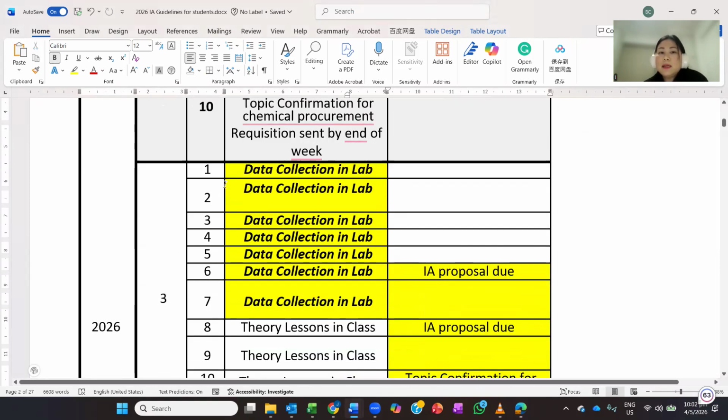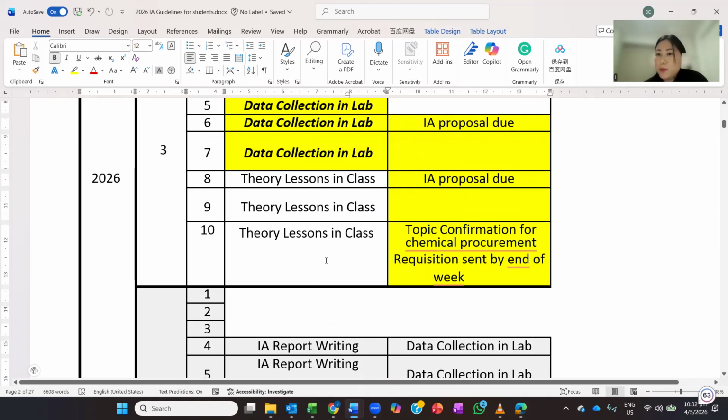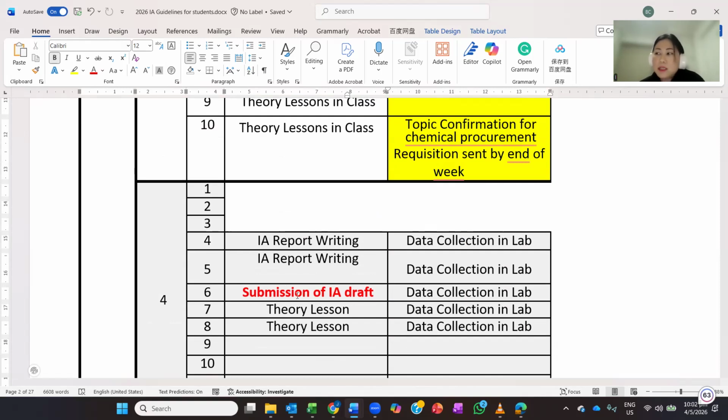Then come term 3 week 1, you will start your data collection in the lab, from week 1 all the way until around week 7. And you have to finish your data collection by then. After that, you'll focus on preparing for your promotional exam. Immediately after the promotional exam, you will work very hard to write your IA draft because you need to submit the draft by week 6. And IB only allows for one draft, so that one draft will be submitted in week 6.